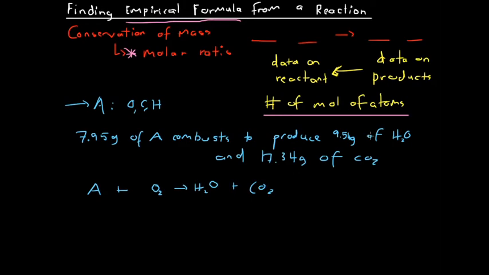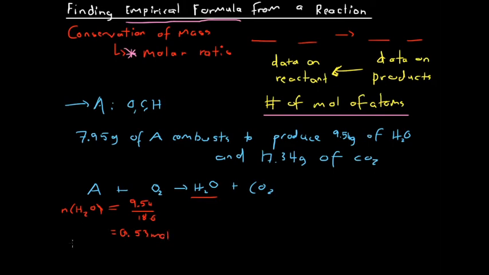So we know we've got 9.54 grams of water, so we want to find the mole of water. That's going to be equal to the mass divided by the molar mass. So 9.54 divided by 18. That gives us 0.53 mole of water.